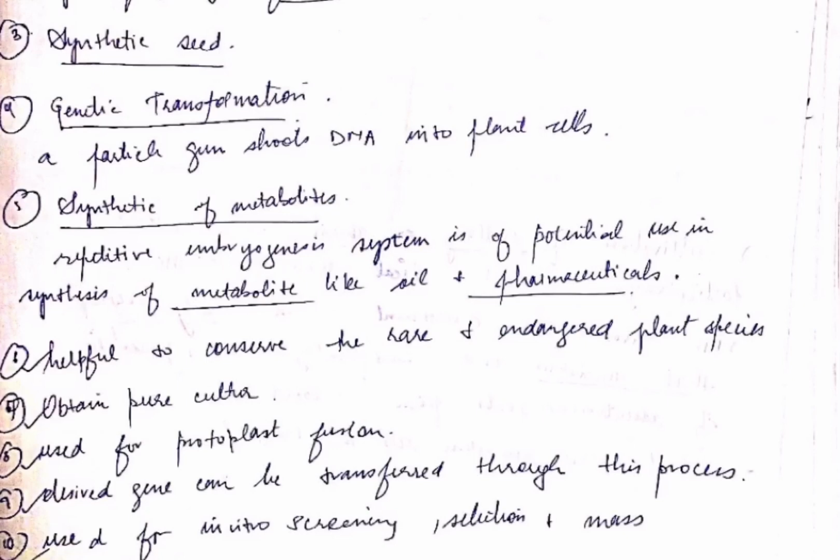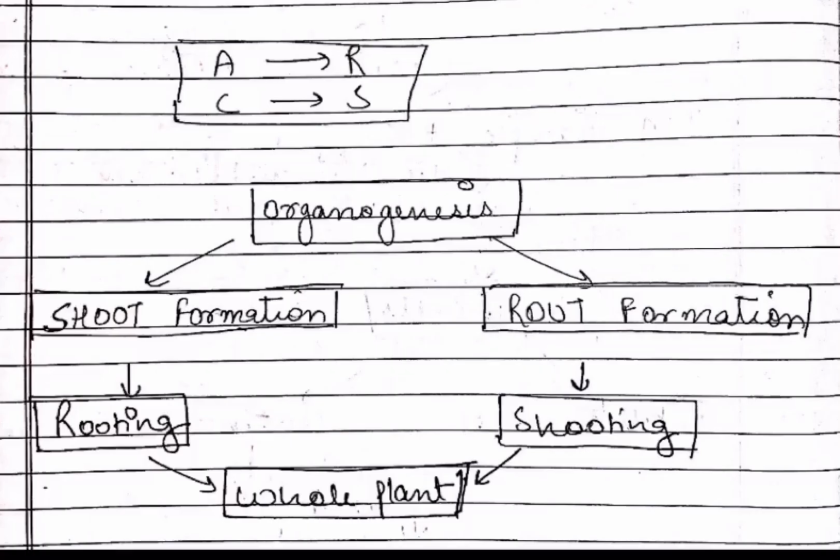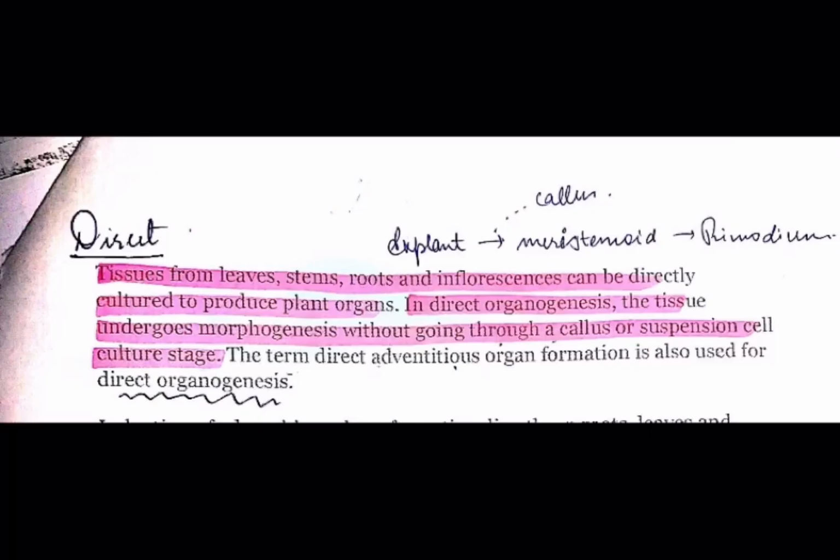Now the last technique is organogenesis. That means the formation of organs from the cultured explants. And those organs can be shoots, roots, flowers, buds from explants or cultured plant tissues. And it is again of two types, that is direct and indirect. This is the flow chart showing shoot formation and root formation. Shoot formation leads to rooting and root formation leads to shooting, which regenerates the whole plant again.